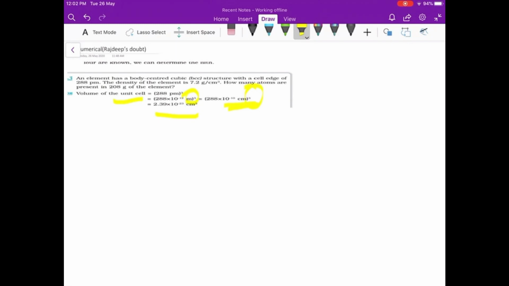Now let us see some extra things which are required. Since you are given a total of 208 gram, and we are here talking about only one unit cell, but the total mass is given to you. So the mass is given as 208 in the question, and the density is given as 7.2 gram per centimeter cube.